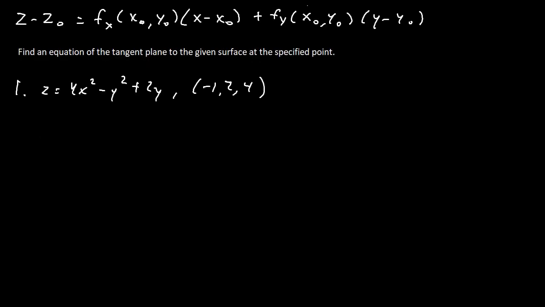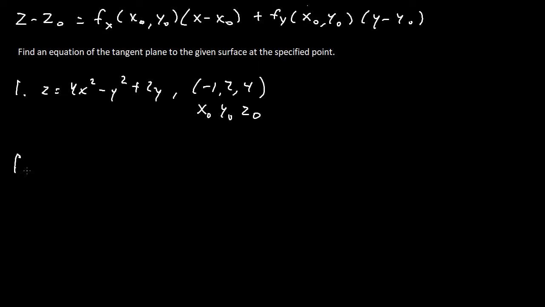So for these problems, we have to find an equation of the tangent plane to the given surface at the specified point. So the given surface's equation is z equals 4x squared minus y squared plus 2y, and the specified point is negative 1, 2, 4. So the negative 1, 2, 4 is going to be the x0, y0, and z0. And so once again, the formula is up top here. So we already know what z0 is. Let's go ahead and find what f sub x is evaluated at x0 comma y0.